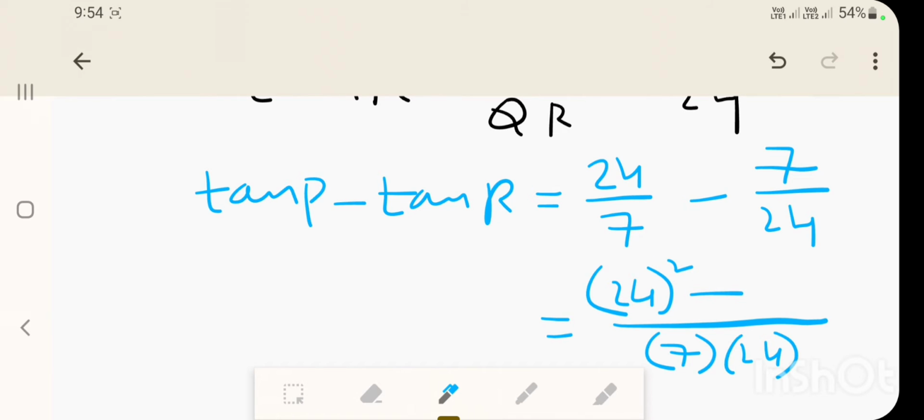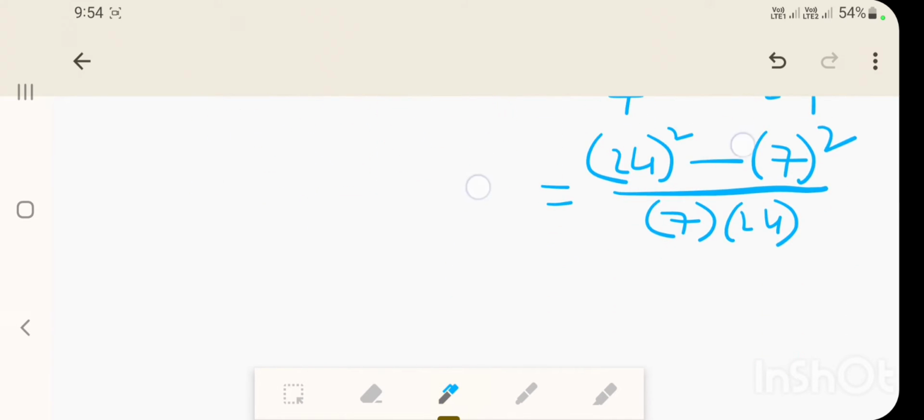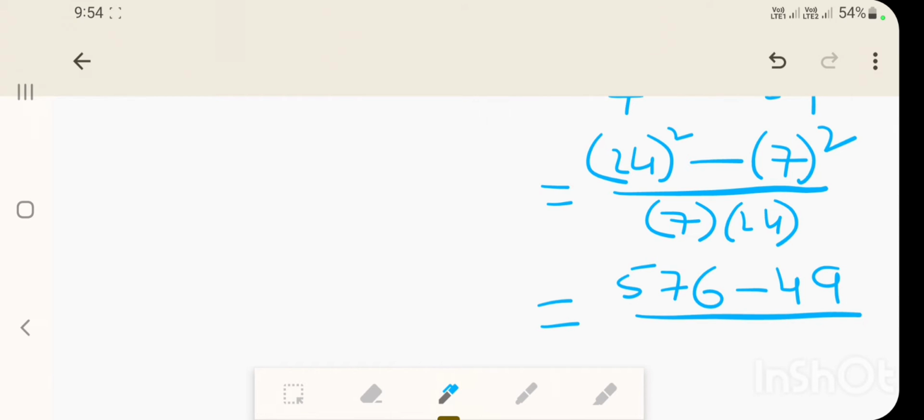Minus, now again 7 into 24 in the denominator divided by this 24. Okay, so this 24 and the denominator 24 of the LCM will get cancelled. What is left is this 7 and this 7. So we get 7 into 7, 7 square. Okay, so here what we got is 24 square, that is 576, minus 7 square, that is 49, divided by 7 into 24.